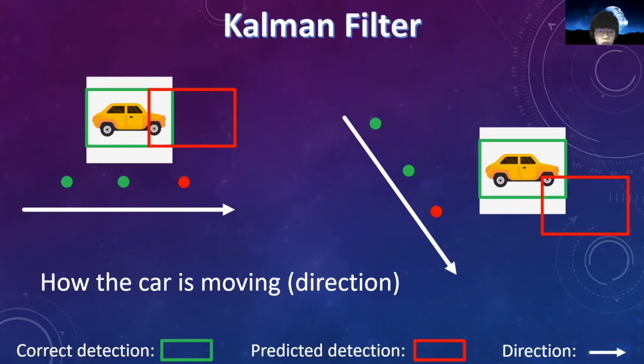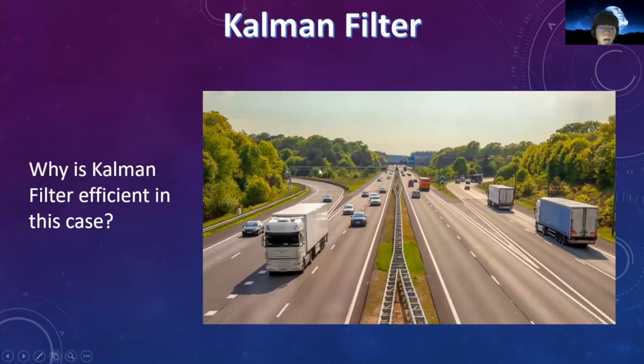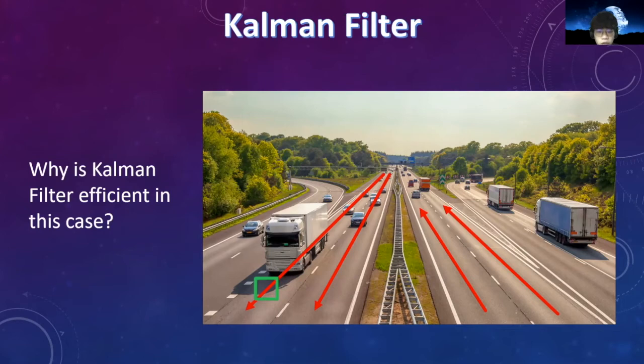Why is how the car is moving so important, and why is Kalman filter so efficient in this case? I'll show you. I have a picture on the screen with the road. We can clearly see how the car is moving and what the direction of the car will be, which is the red arrows I have on the screen. So if there's a car on the screen, which is the green box over here, it can only move in this direction. For this reason, Kalman filter can easily predict and guess the future move of the car.